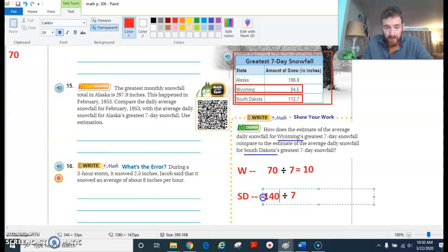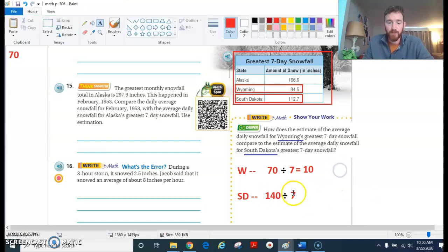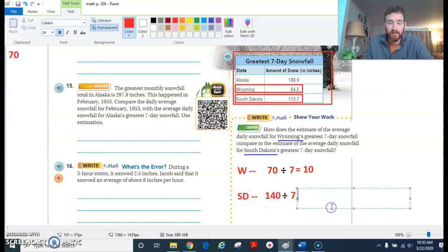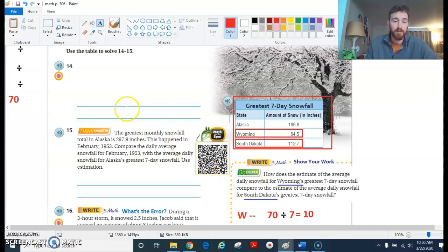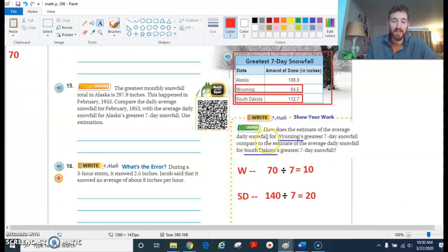Again, not the closest estimate, not rounding to something super close, but it works. I know 14 divided by 7 would be 2, so 140 divided by 7 would be 20. So your job now is to talk about how that compares. Go back up here and ask, how does the estimate compare from one to the other? We can say something very simple like, South Dakota has more than Wyoming over that 7-day average.